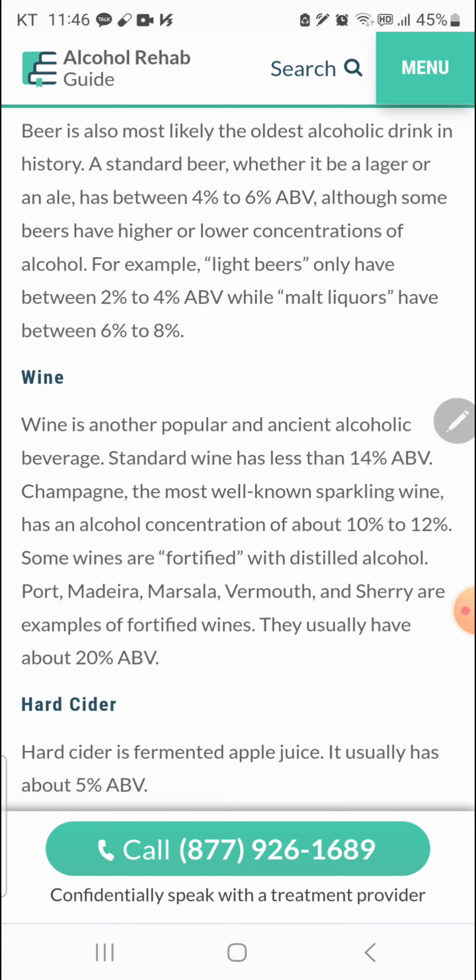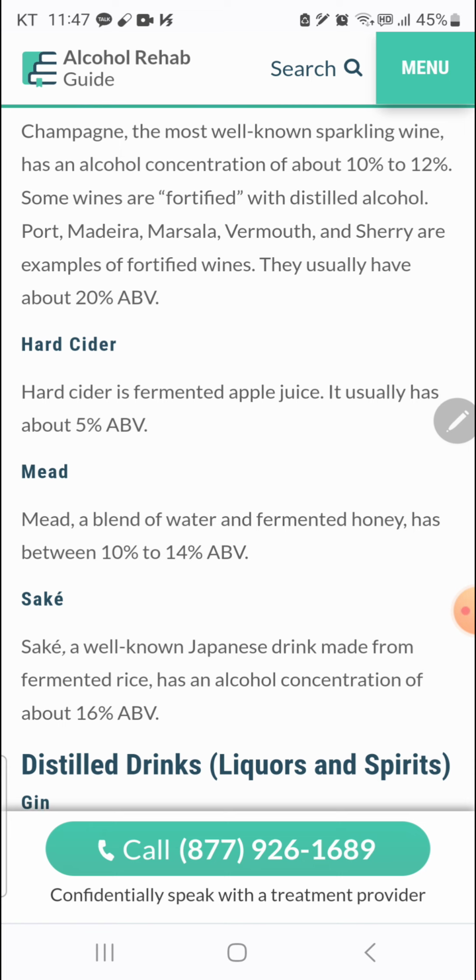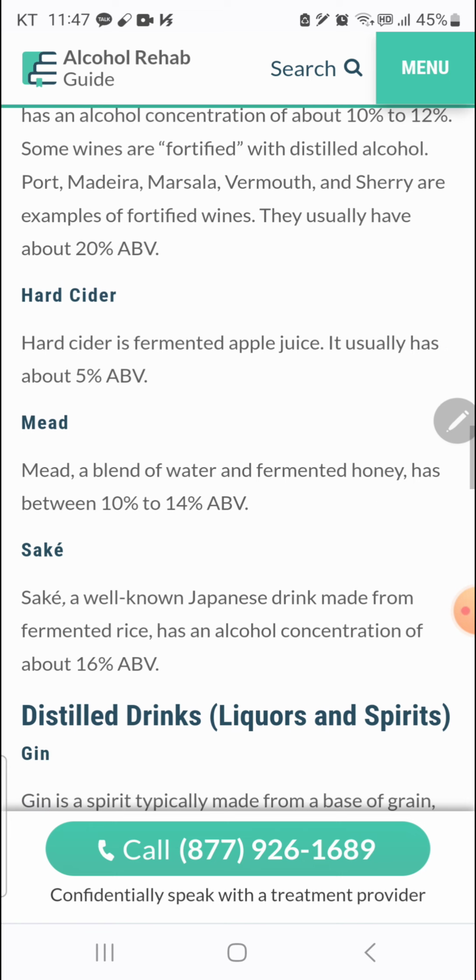Port, Madeira, Marsala, Vermouth, Sherry. Hard cider. A hard cider is fermented apple juice. It usually has about 5% ABV.